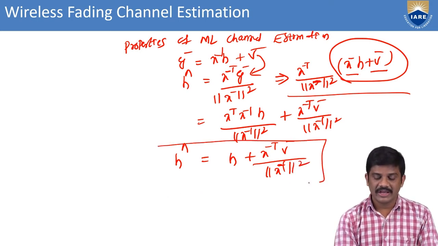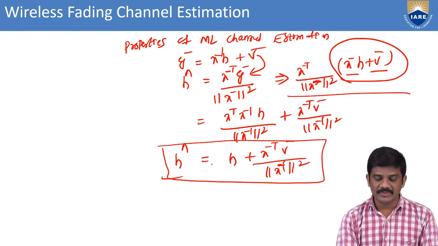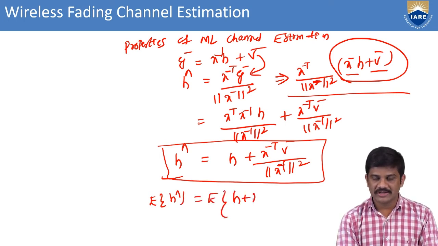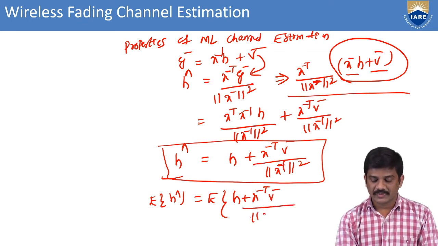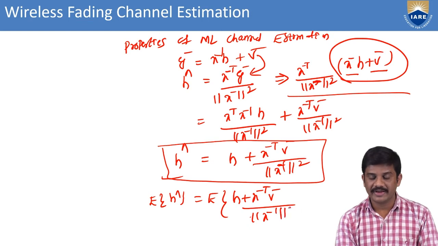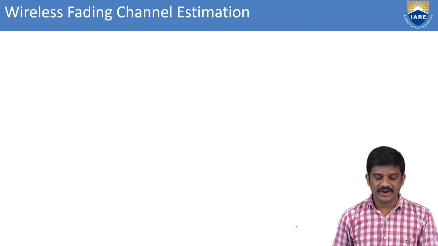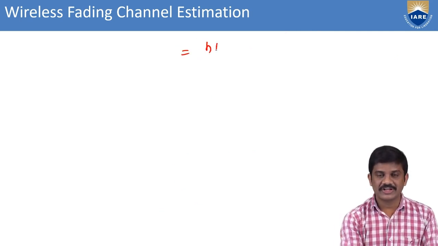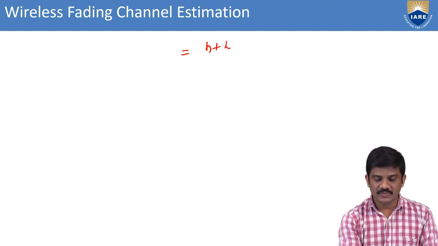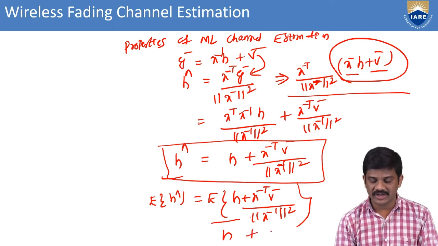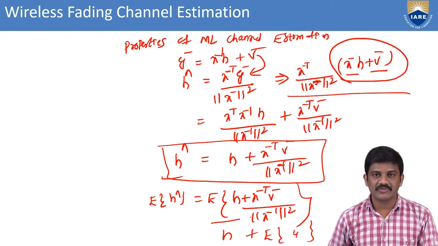This is the h hat. We have to estimate this parameter. For that we write the estimation of h hat equal to the estimation of h plus x vector transpose v vector divided by mod x bar square. From this we can take an estimation. Considering h as the constant, I can separate this value: this part is h, and this is the estimation of the remaining one.